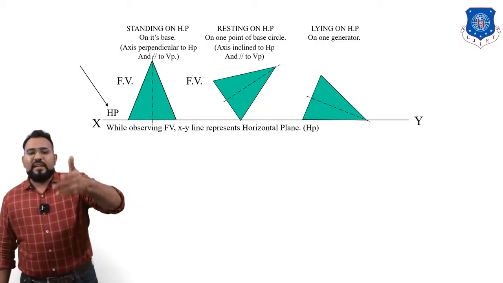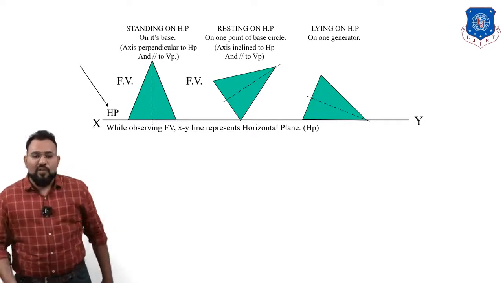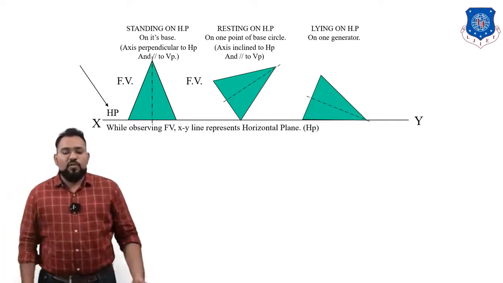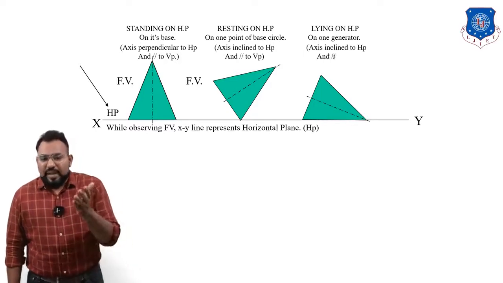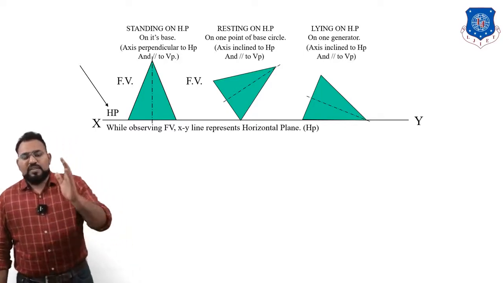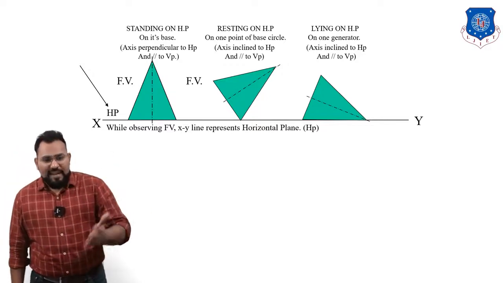So that's why it is written "lying on HP on one of its generator." So the front view is going to look like this. This is how you have to visualize it. What is the condition of the axis? The axis is inclined to HP and parallel to VP. So these are the three things when we talk with respect to HP.